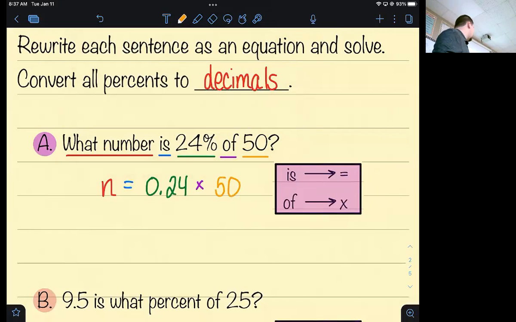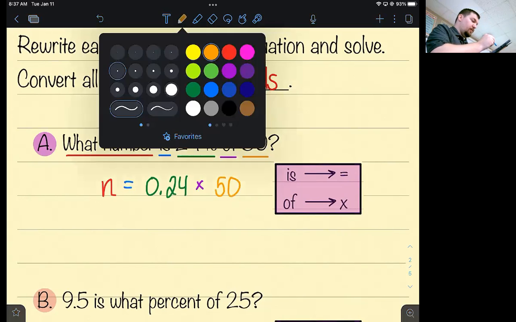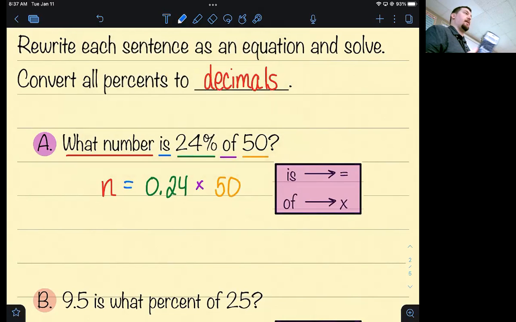So when it says what number is 24% of 50, that's the same thing as n equals 0.24 times 50. Now, when we solve an equation, we want to get the variable by itself. That's how we solve it. N's already by itself. So all we need to do is figure out what this other side of the equation is equal to. So Lucas, what are you getting for 0.24 times 50? 12. Yeah. We're just going to take 0.24 in our calculator, times it by 50, and that gives us n equals 12.